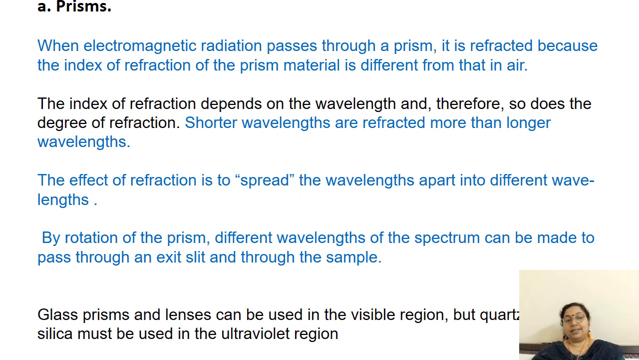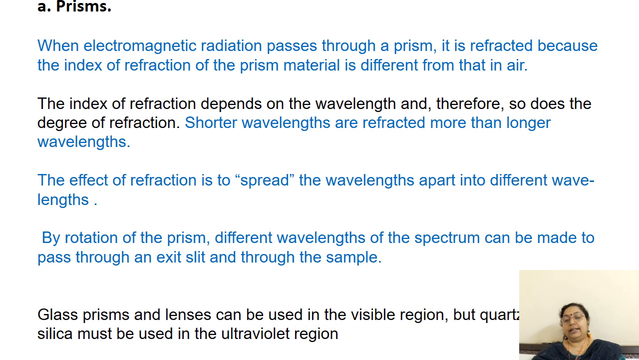So first we will see the prism. When electromagnetic radiation passes through a prism, it is refracted because the index of refraction of the prism material is different from that of air. Shorter wavelengths are refracted more than the longer wavelengths. So the effect of refraction is to spread the radiation apart into different wavelengths.